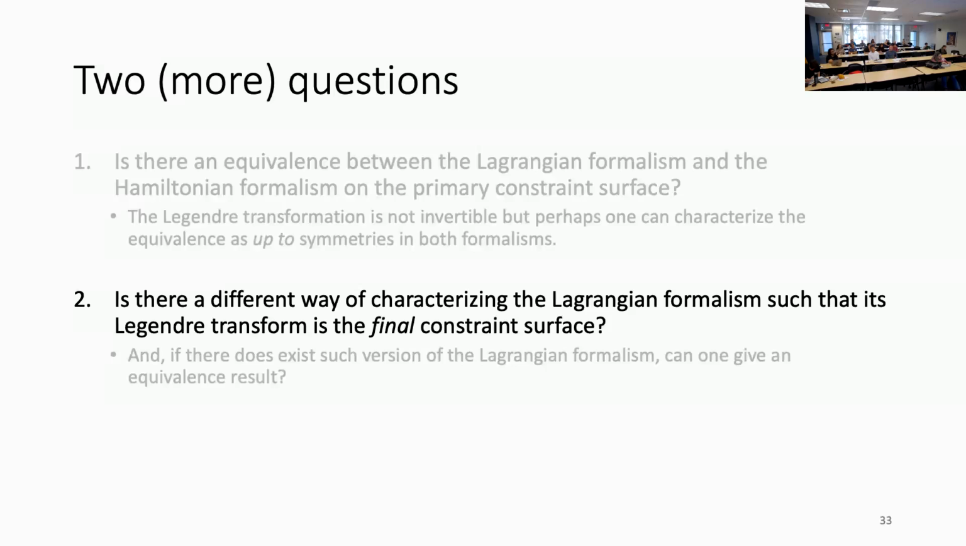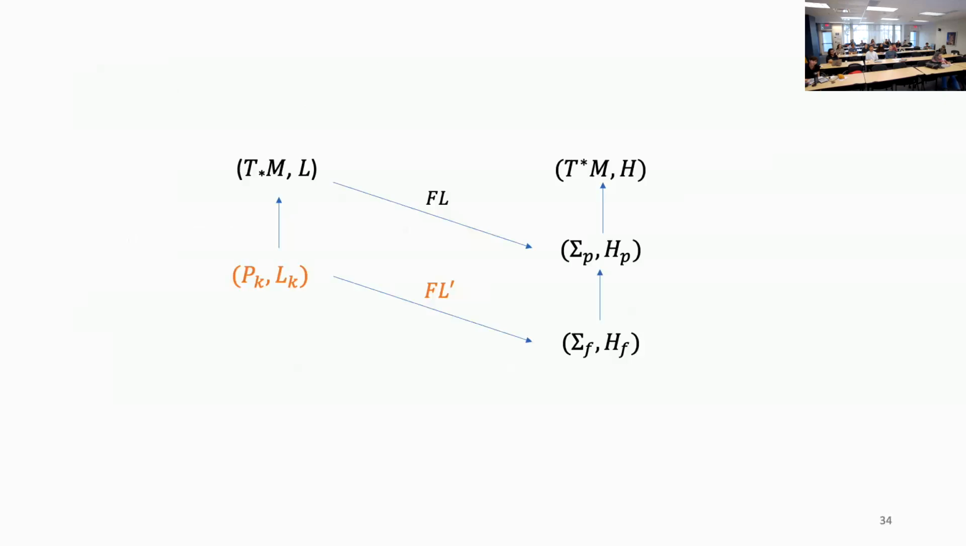Now, for the rest of the talk, for sake of time, I'm just going to focus on this first part of the second question, namely, is there even a way that we can motivate some reformulation of the Lagrangian way of doing things, such that there's a natural relationship between that thing and this final constraint surface way of thinking?